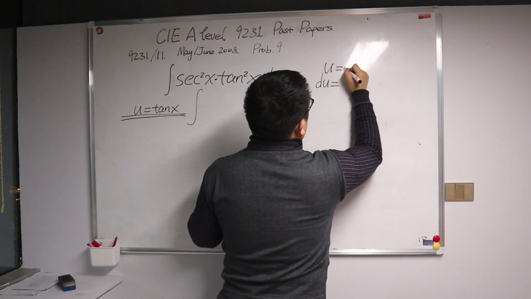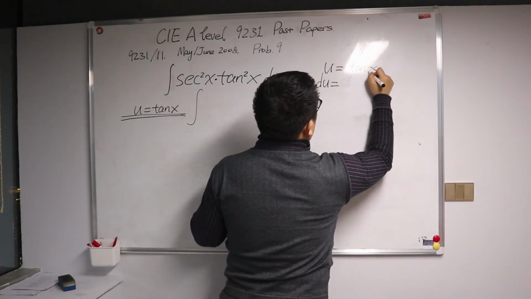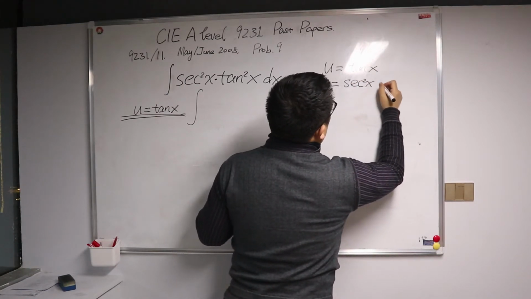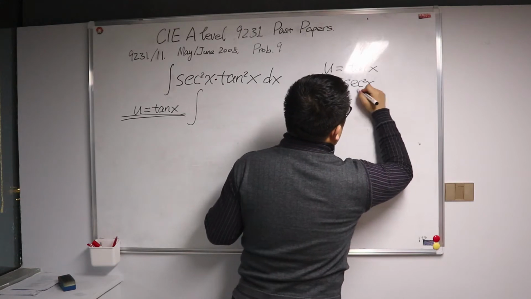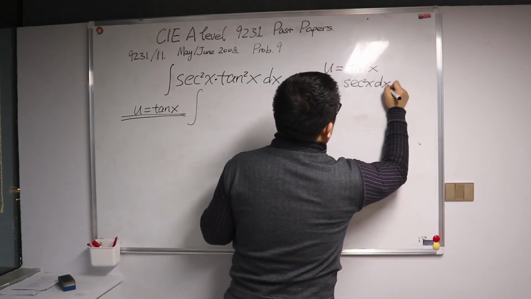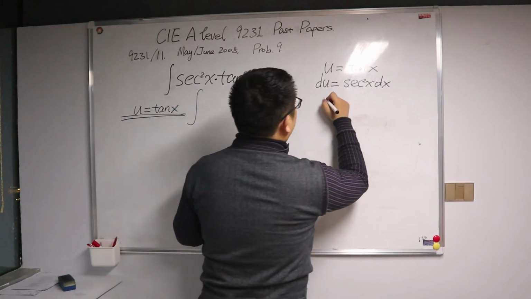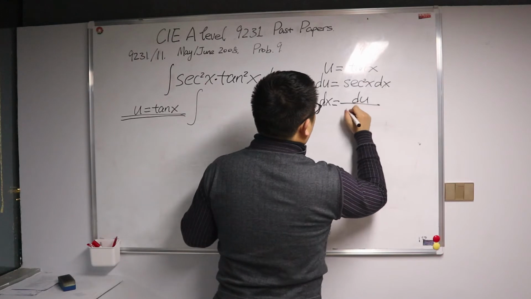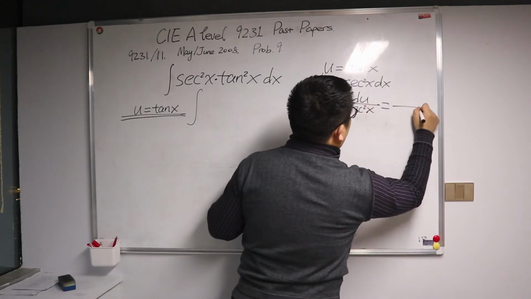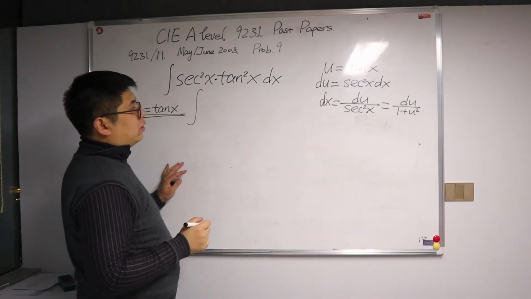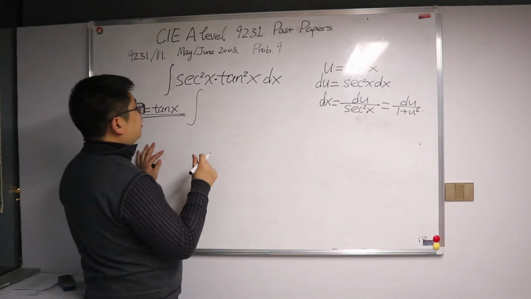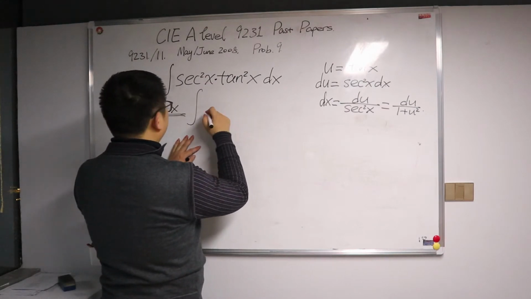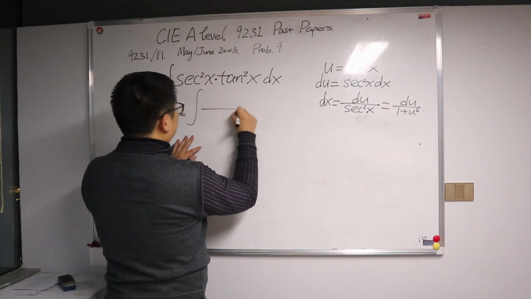If u equals tangent x, then du is equal to the square of secant x dx. And so we have this indefinite integral, which now transforms into something like this.